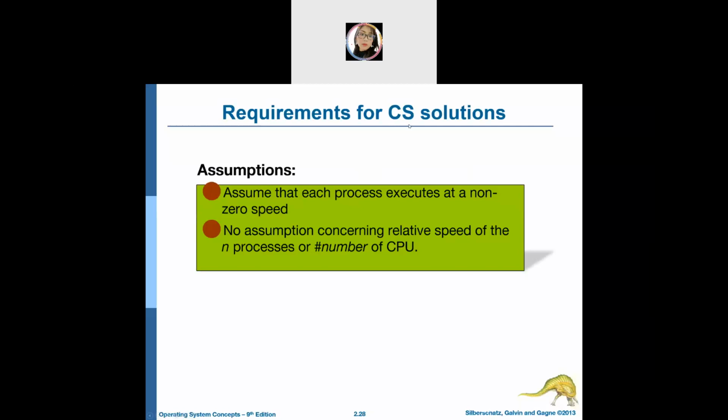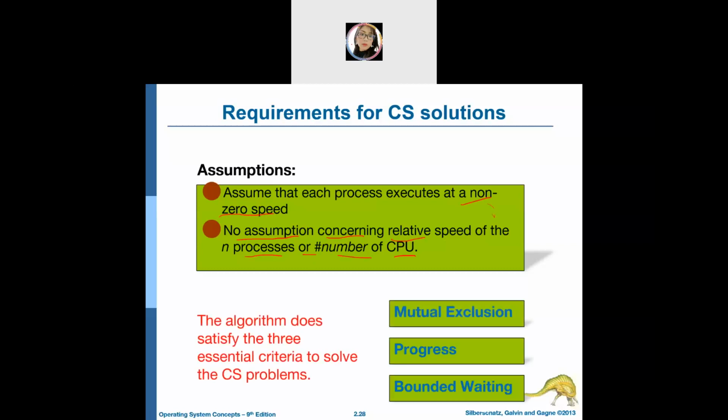Requirement for your critical section solution. First, assume that each process executes at a non-zero speed. Another one is no assumption considering relative speeds of the n numbers of CPU. So here there are three things. The algorithm does satisfy the three essential criteria to solve the problem that you saw last time in your CS, which is mutual exclusion, progress, and bounded waiting.